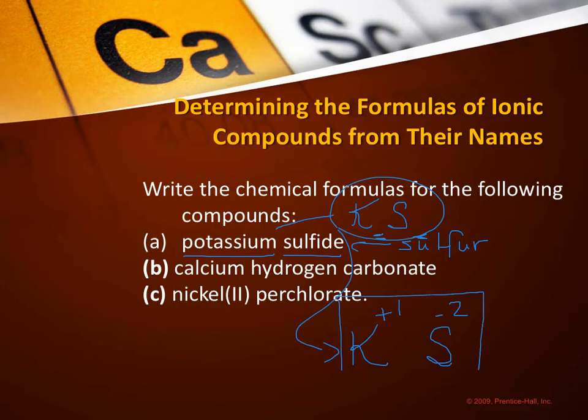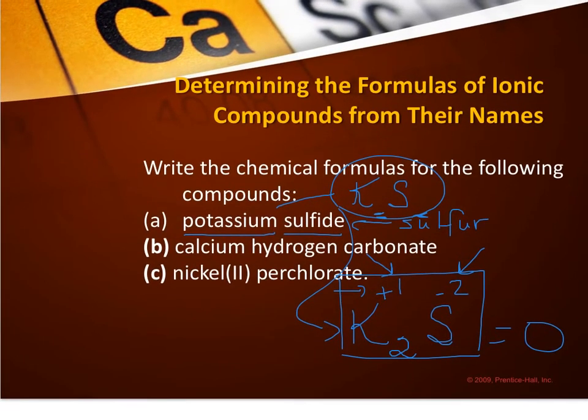Remember that however many negative charges you have, you have to have the same number of positive charges so that the overall charge of the compound is 0. Well, we don't have enough positive charges. We need to have a total positive charge of +2. How do we remedy that? We use 2 potassium. So the chemical formula for potassium sulfide is K2S.